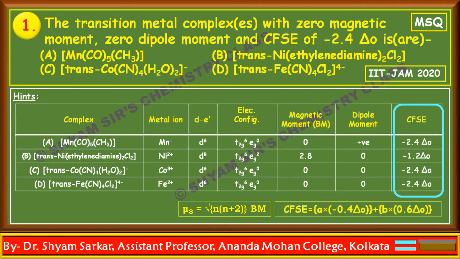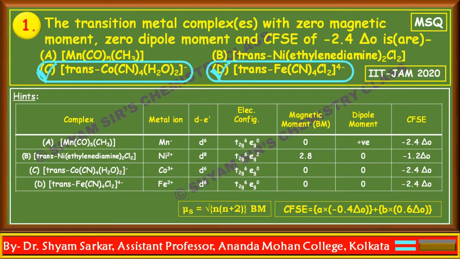Now if you match with the options given, it will match with the last two complexes, because the magnetic moment is 0 for both cases, the dipole moment is 0 for both cases, and the value of CFSE is minus 2.4 delta O in the last two complexes. So it matches with complexes C and D. So the right answer will be C and D, that is trans [Co(CN)4(H2O)2]2- and trans [Fe(CN)4Cl2]4-. So these two are the right answers.